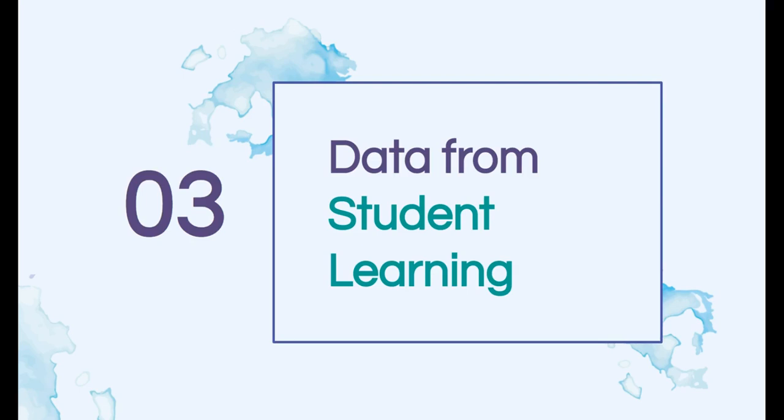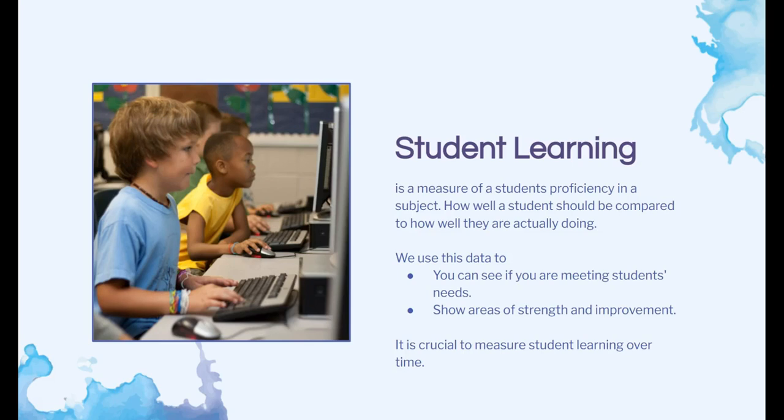Next, let's review data from student learning. Student learning is a measure of a student's proficiency in a subject. With student learning, we take a look at how well a student is doing compared to how well they should be doing at that point in time. We use this data to see if teachers are meeting students' needs, to show areas of strength, and areas that need improvement as well.